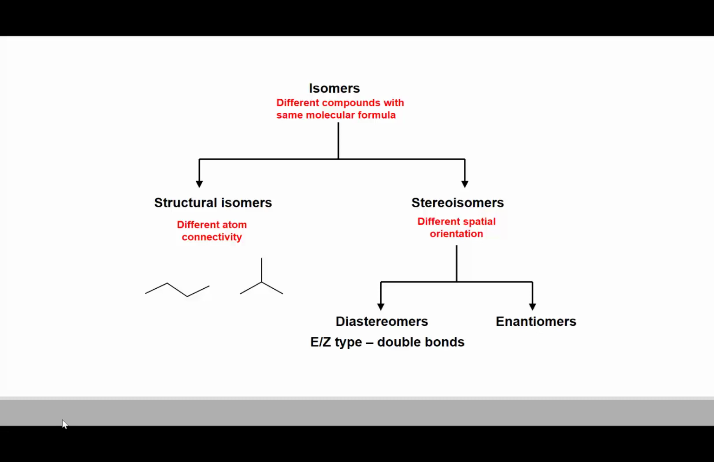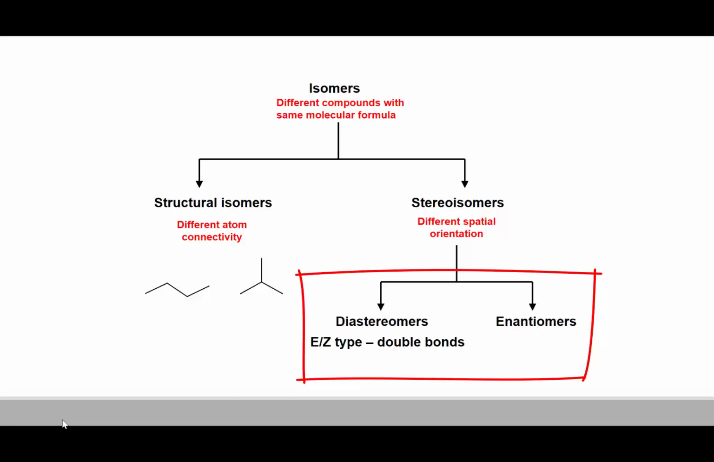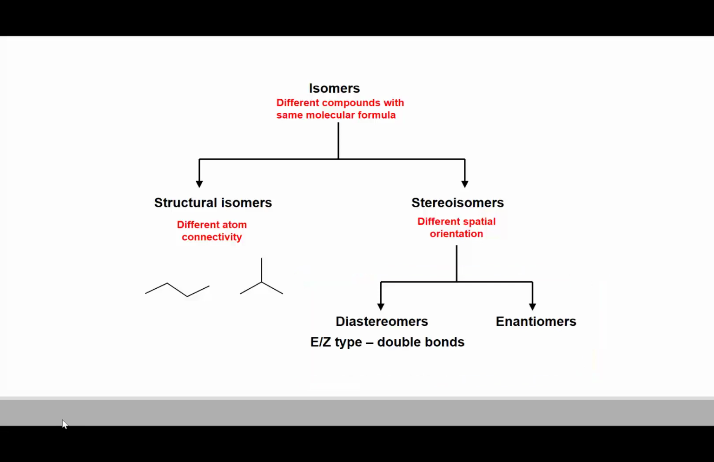We return first to our graphic organizer to see where the concept of enantiomers fits into the more general topic of isomers. Our focus is on the right-hand side branch of this graphic and the two types of stereoisomers. Recall that stereoisomers have the same molecular formula, the same atom connectivity, but a different spatial orientation.